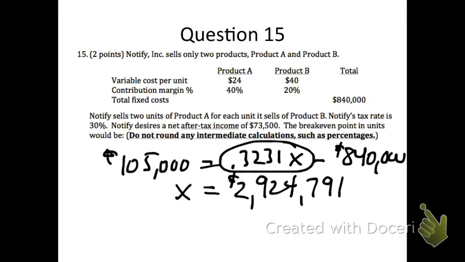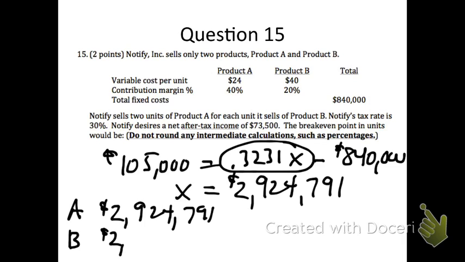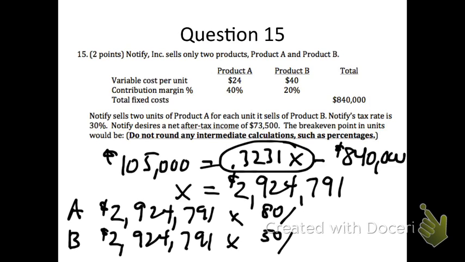If you hold that entire number in your calculator, you're going to get an even 2,925,000. But for A and B, now I need to take 2,924,791 and figure out what proportion of that total revenue is A and B. So remember, the total amount of revenue in a batch of 3 products that go out was 80 for product A and 50 for product B, a total revenue of 130 for 3 products.